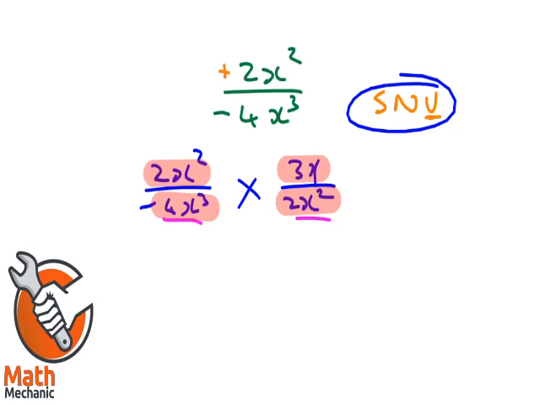When you can factorize any portion of an algebraic fraction, if you can factorize, that needs to be done first.